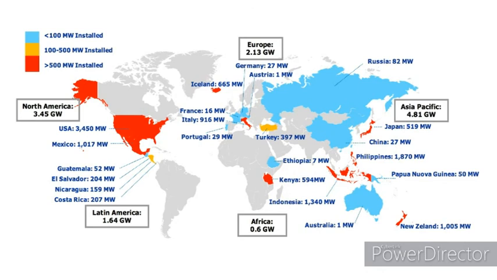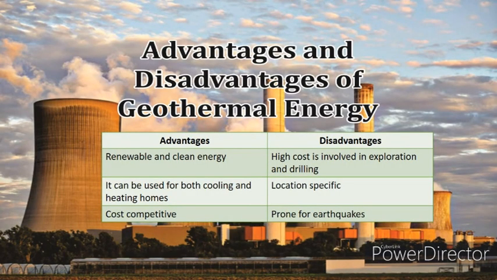The map shows the countries which have installed geothermal power plants worldwide. Most of the countries on the Ring of Fire in the Pacific area are generating electricity from geothermal energy. The advantages of geothermal energy include the main thing, that it is a renewable and clean energy, and moreover it is cost effective. But the major problem is it is location specific.